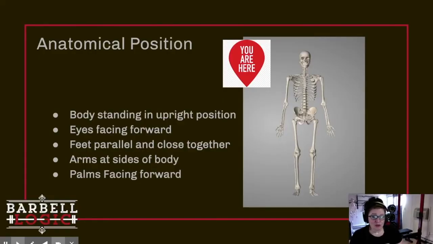Because the body is a three-dimensional object that can move in a million different combinations of ways, we need some pretty specific terms to describe it as we study it. The anatomical position is the position from which every other movement is gauged. It's just like the "You Are Here" tab on a map. It's the starting line. We designate this body position with the body standing upright, eyes facing forward, feet parallel and close together, arms at the sides of the body, and palms facing forward or supinated.